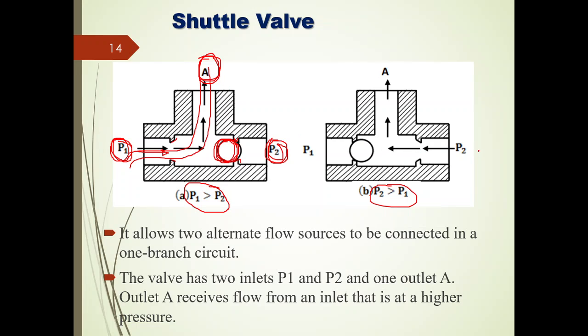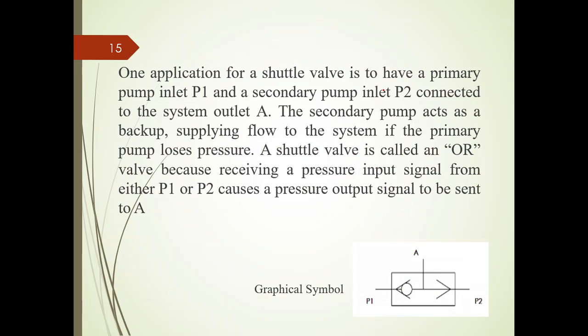Similarly, when P2 is more compared to P1, then the ball will be moved towards the left side. That will be seated in the left side seater, so that I will get enough space to move the hydraulic fluid from P2 to A. Right. Such types of valves are used whenever we have two pumps. Whenever the first pump malfunctions, in that case obviously the secondary pump will come into the picture, right? That is, in the case of emergency, we use such types of valves.